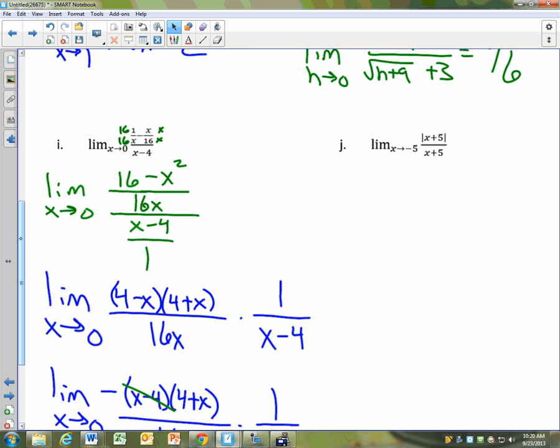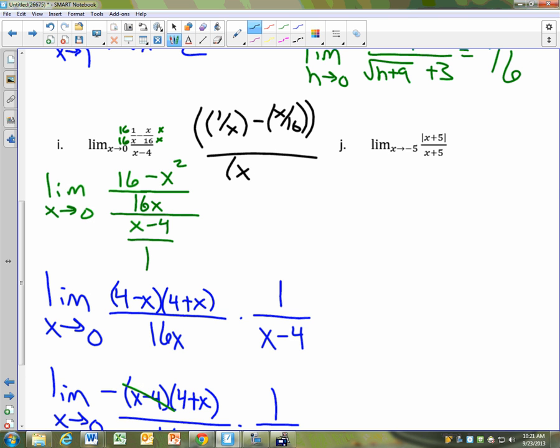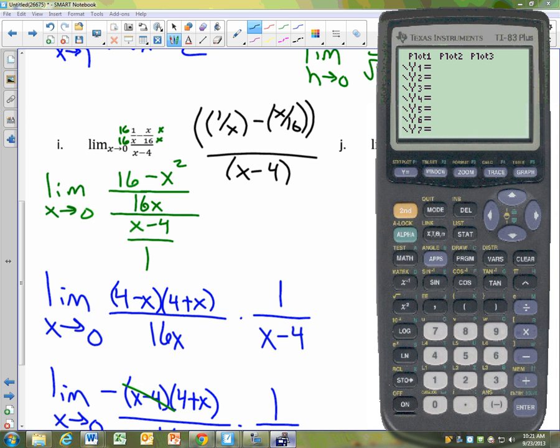Well, no. We want to graph the original function, and I'm going to put parentheses around it so I know what I'm doing. Looks like I'm going to have 1 over x minus x over 16, divided by x minus 4. So that's what I'm going to plug into my calculator. Make sure I get my parentheses correct. Parentheses, 1 divided by x, parentheses, minus x divided by 16.